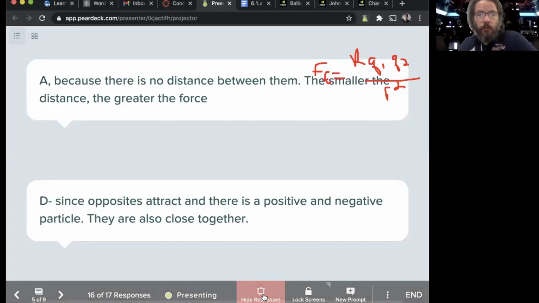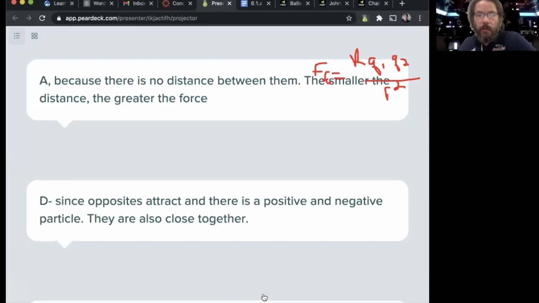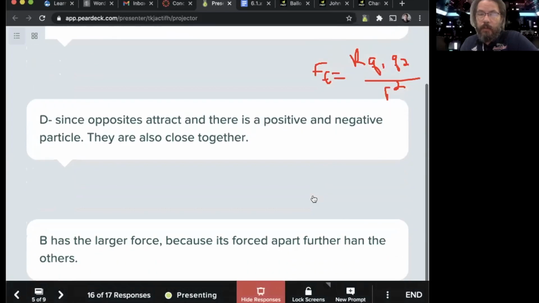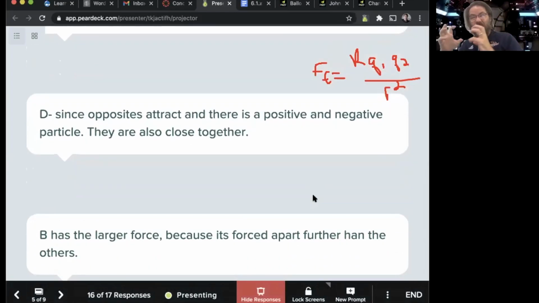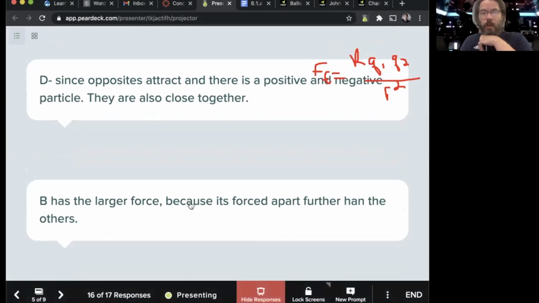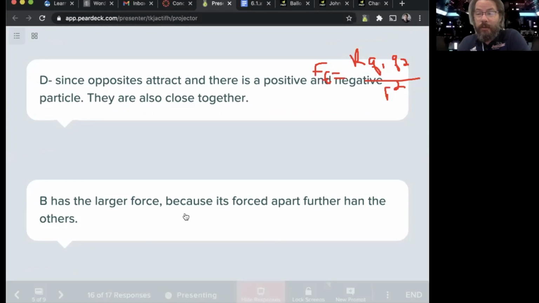So A has the greatest force because there is no distance between them. The smaller the distance, the greater the force. So that is exactly correct. Letter D, since opposites attract and there is a positive and negative particle and they are closer together. Okay, so I think there's actually an assumption not stated in here. I think that might be because they're going to attract, they're going to get closer together, so the force is going to get even stronger. I think that's probably what you're assuming, just guessing. And I'm saying that because of what this person said down here at the bottom, and that is B has a larger force because it's forced farther apart than the others.